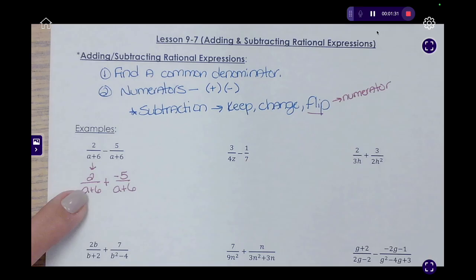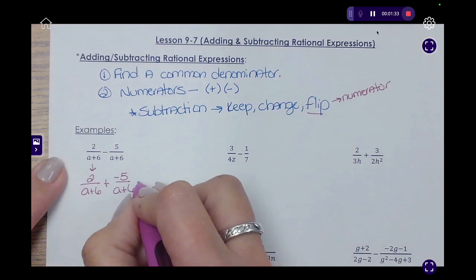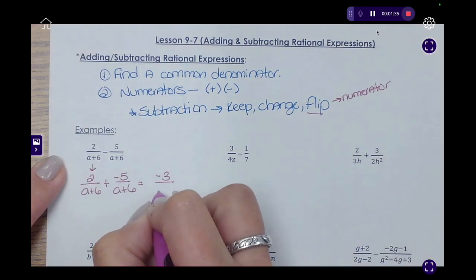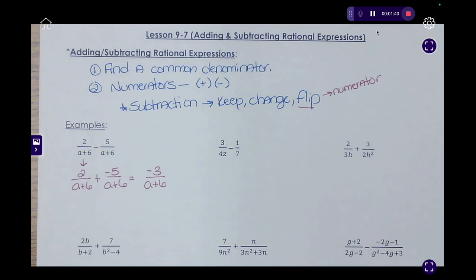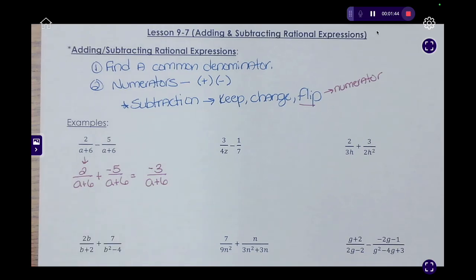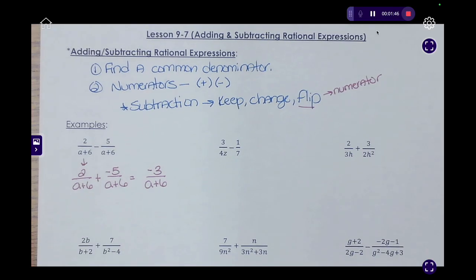So I'm going to go ahead and add 2 plus -5 gives me a -3. The a plus 6 stays an a plus 6, and I'm done. Okay, so again, common denominator, they already had one. And then here, you just had to do the keep, change, flip. Okay, so on the next one, they do not have a common denominator. So I need to make them the same.